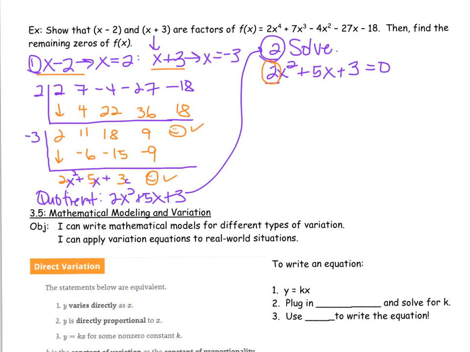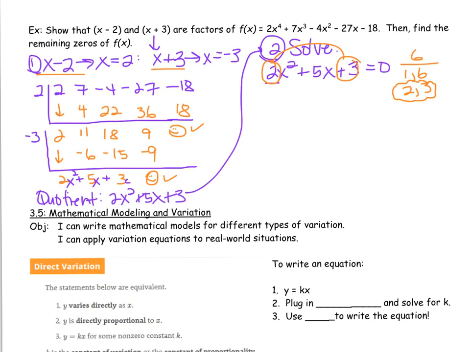Take the a value and the constant c and multiply them. 2 times 3 is 6. Now, here's where it gets a little dicey. Numbers that go into 6 are 1 and 6, and 2 and 3. Now, both of those pairs in some way can get you positive 5. However, only one pair will multiply to get positive 6 and add to get positive 5 at the same time. That's going to be your positive 2 and your positive 3.